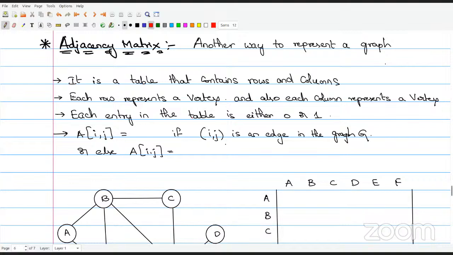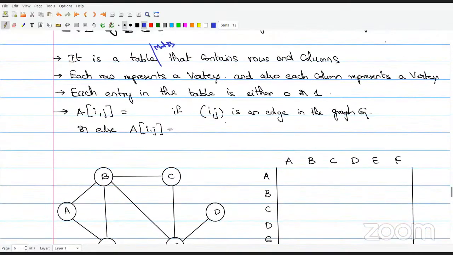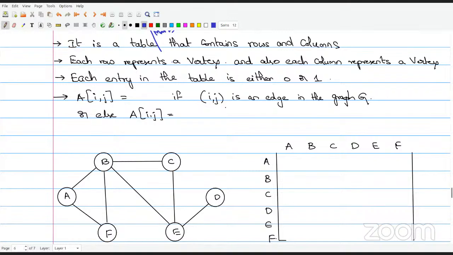So what is this adjacency matrix? It is actually a table, or we call it a matrix also, both ways, that contains rows and columns. Each row represents a vertex, and each column also represents a vertex, and each entry in the table will be either 0 or 1. Those entries depend on whether there is an edge between two vertices. If there is an edge, the corresponding entry will be given as 1, or else 0.